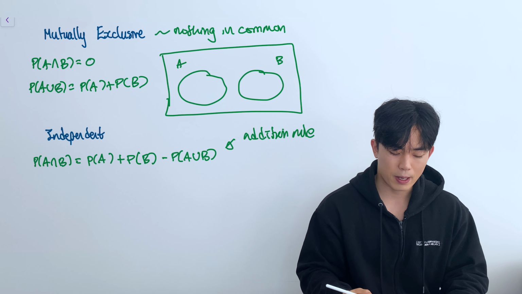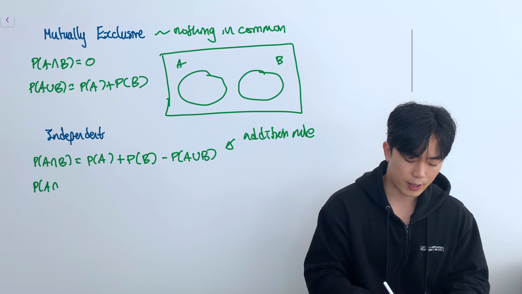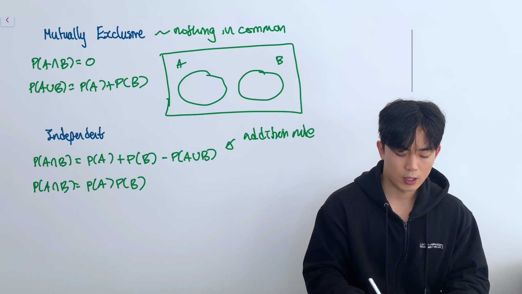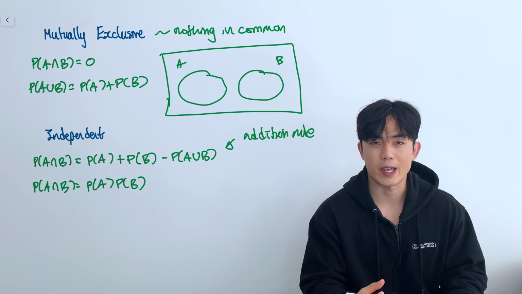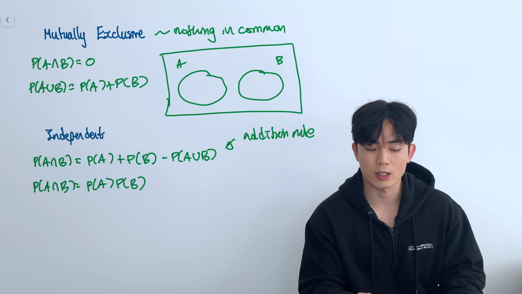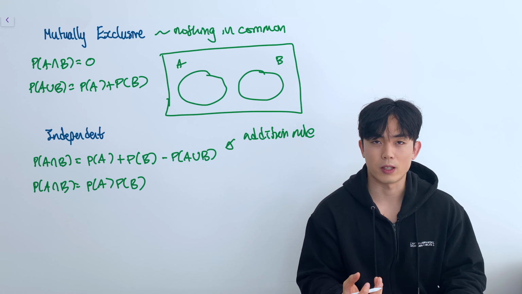Now, we call it independent if we work out the probability of A and B again by doing the probability of A times the probability of B. So basically what we do is find the probability of A and B using these two different equations. And if they're the same, that means the events are independent. If they are different, then it's not independent.